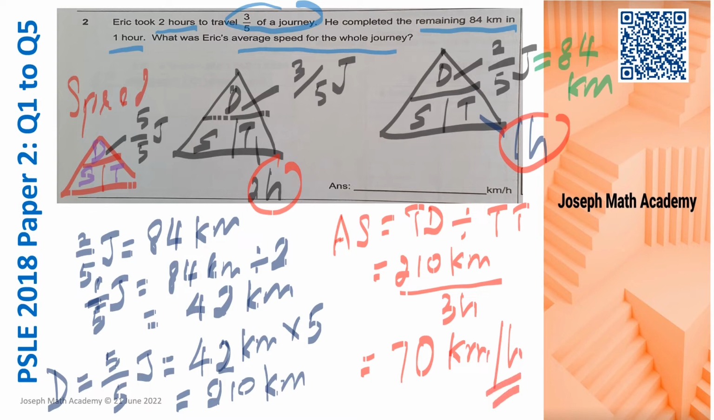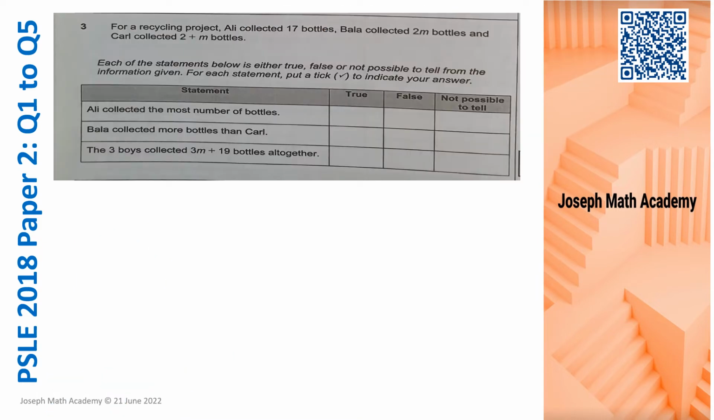So number 2 is completed. Number 2 is a speed chapter involving part journey by parts. Question 3. Now, question 3 is a true, false, not possible to tell question involving algebra. So the topic is on algebra. So it's always very, very good, besides identifying the concepts and the heuristics, we also need to know the topic.